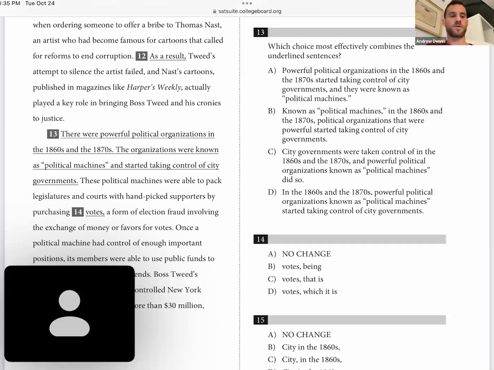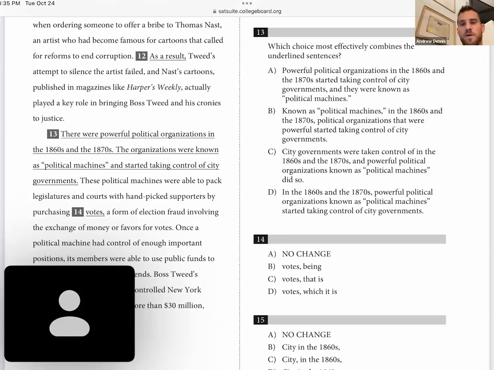Do we have a thought between A and D for number 13? Which is more concise? I was gonna say D. D is more concise, and I'm telling you, that's going to be the way. As long as it's free of grammatical error, D is straight to the point.